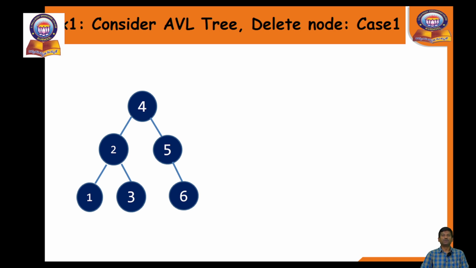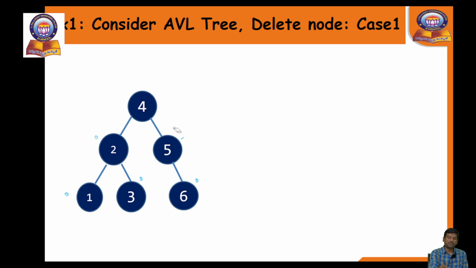And coming to node 2, the balance factor is the height of the left subtree minus the height of the right subtree. The left subtree's height is 1, and the right subtree's height is 1. So 1 minus 1 equals 0. Node 5's balance factor: the height of the left subtree is 0, because node 5 does not contain any left subtree. And the right subtree's height is 1. So 0 minus 1 equals -1.